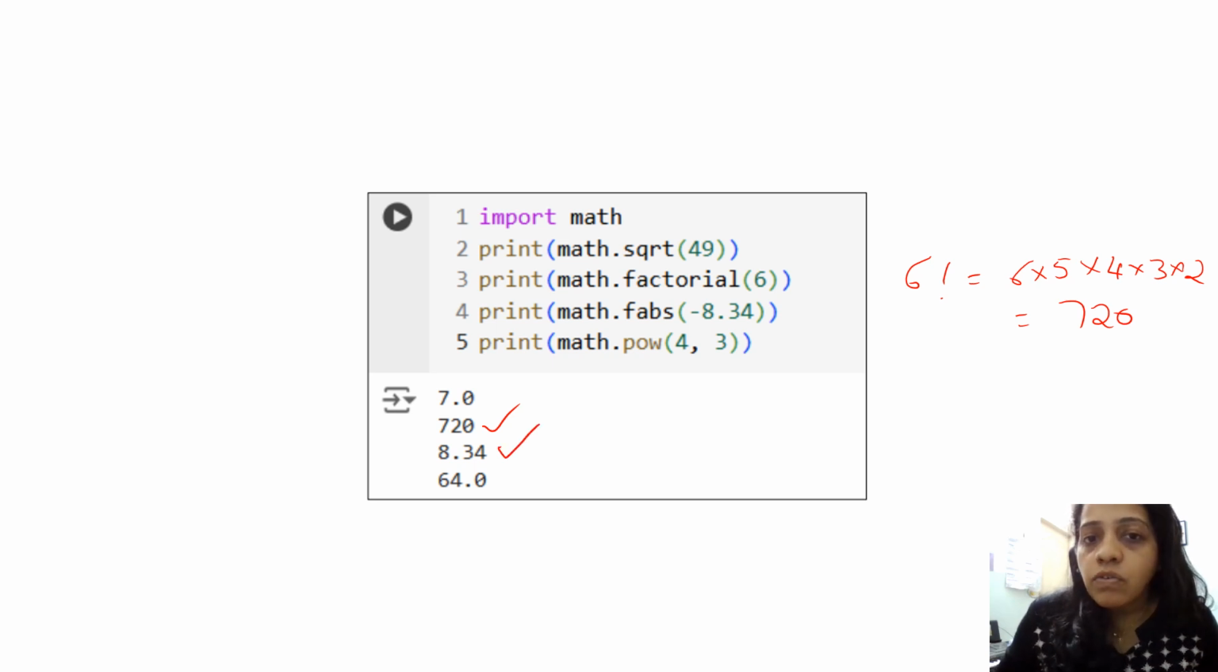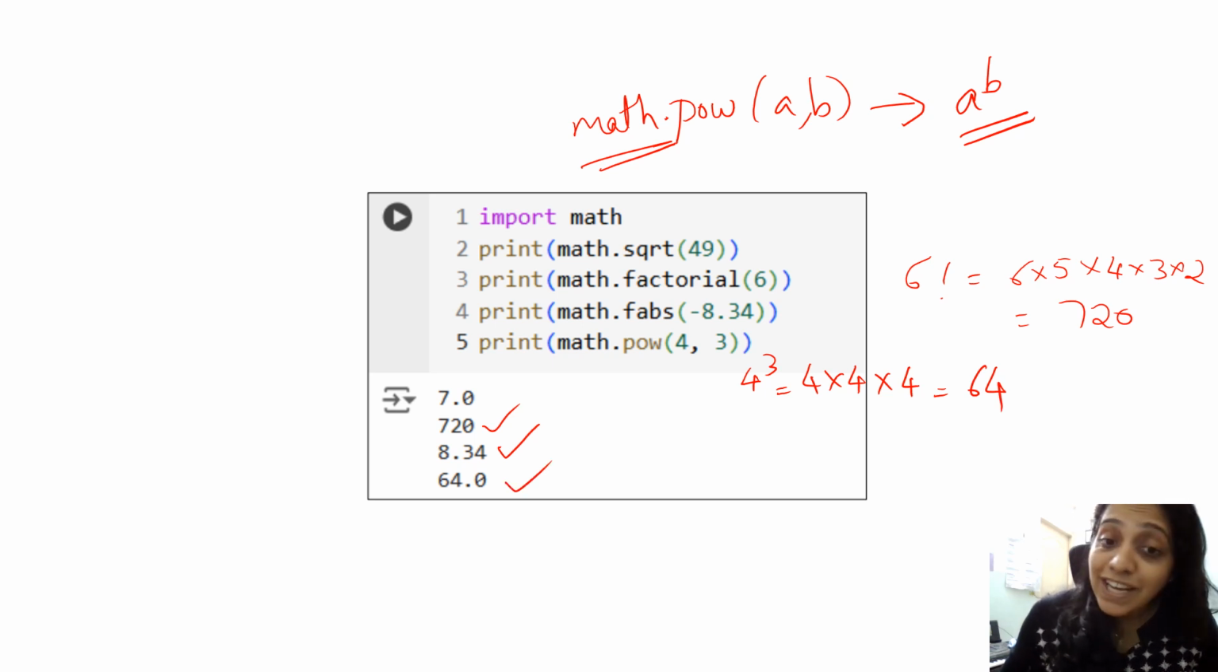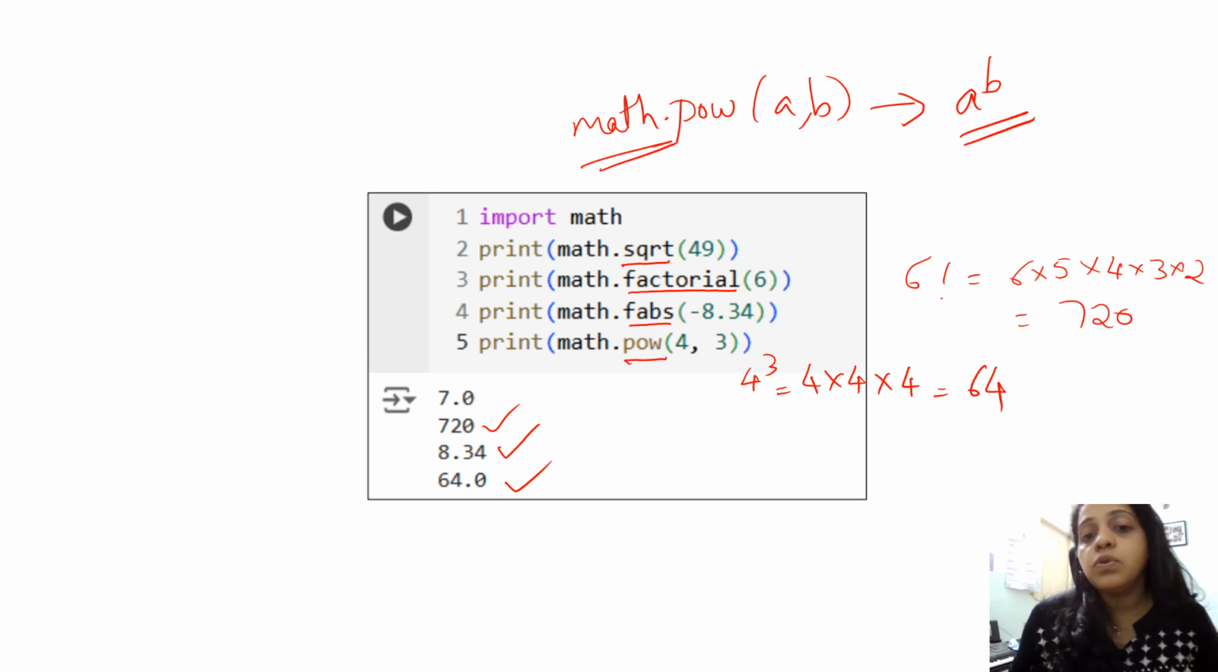Then power. The power function is pow(a, b). Math dot is mandatory as this is a function defined in the math module, and this will give the value of a raised to b. In this case 4 raised to 3 is equal to 4 into 4 into 4, which is 64. So you get the value. There are many functions, I am just adding some. So sqrt for finding the square root, factorial to find the factorial, fabs for getting the absolute value, and pow, which gives the power. These are different functions included in the math module.